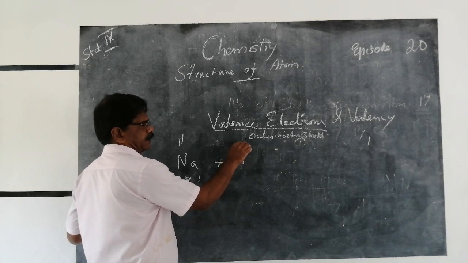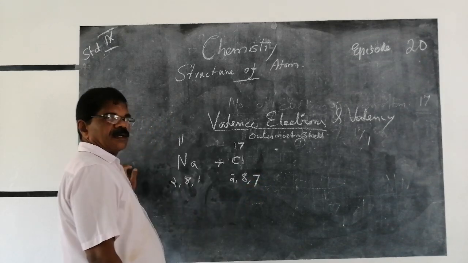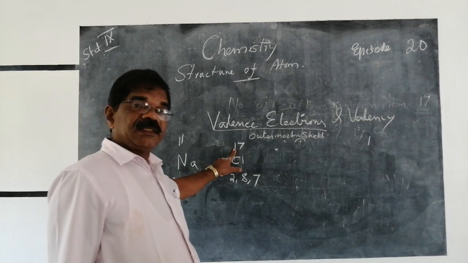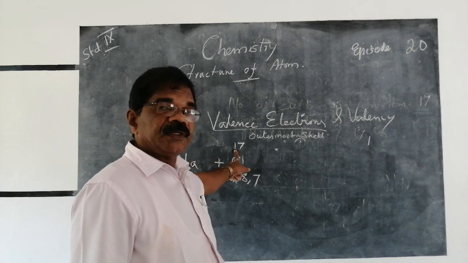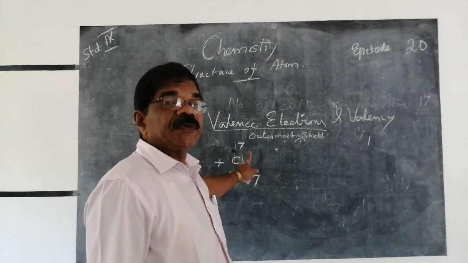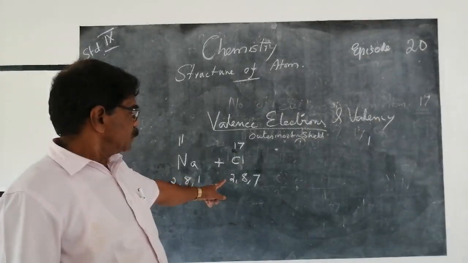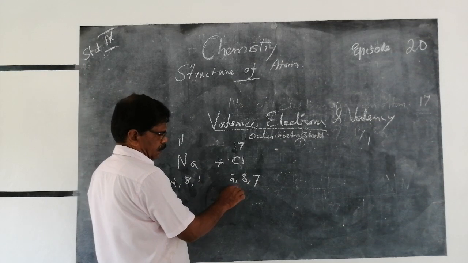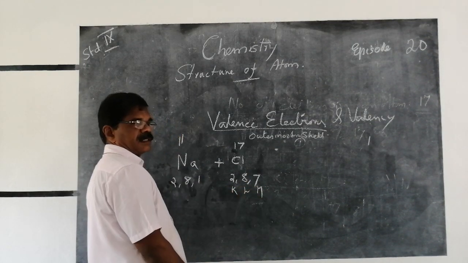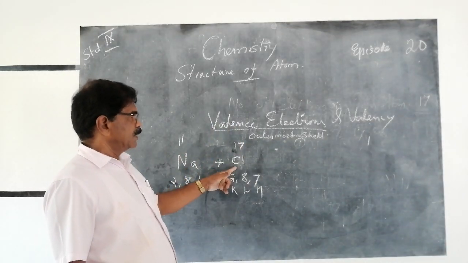Chlorine, atomic number 17, electron configuration. Atomic number 17 means it contains 17 protons as well as 17 electrons. Out of 17, 2 electrons go to the K shell, 8 electrons go to the L shell, and 7 electrons are in the M shell. Then what are the valence electrons in the case of chlorine?